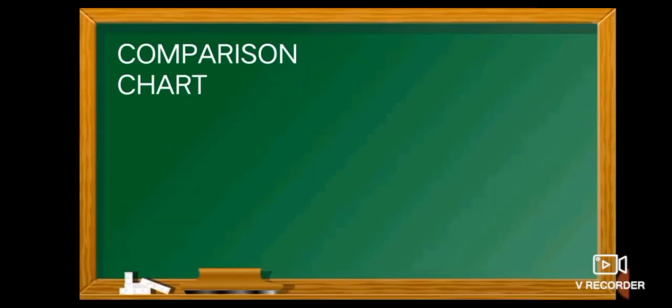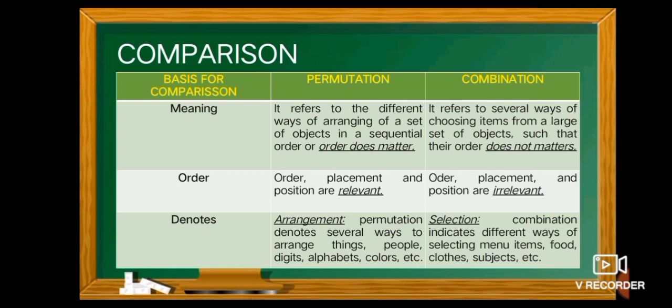This is the comparison chart for permutation and combination. So, let's start with the meaning. When we say permutation, it refers to the different ways of arranging a set of objects in a sequential order, or order does matter. While in combination, it refers to several ways of choosing items from a large set of objects such that their order does not matter.